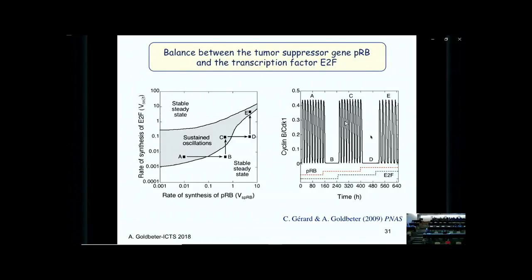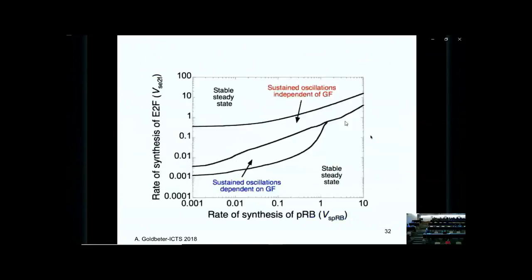We see this notion of a balance which is emerging. And of course, the balance can be disrupted. For example, if we change the rate of synthesis of PRB and the rate of synthesis of E2F, we see that there is a domain in which we have sustained oscillations which are independent of growth factor, and here which are dependent on growth factor. So this is typical of situations where cells can proliferate in the absence of growth factor.